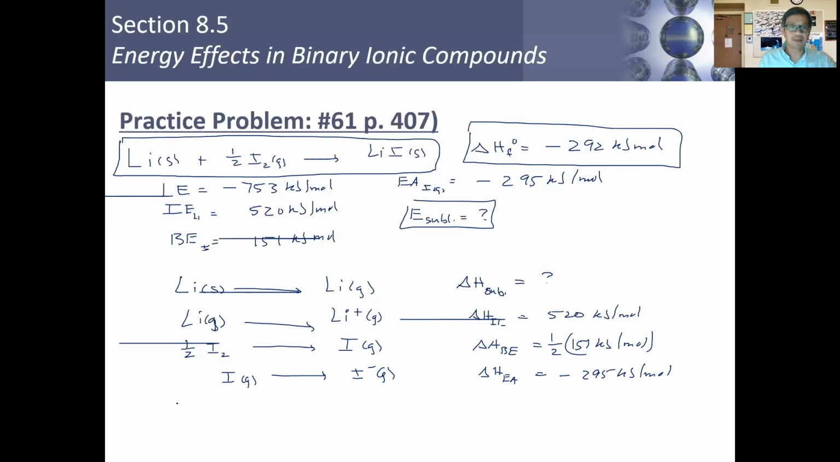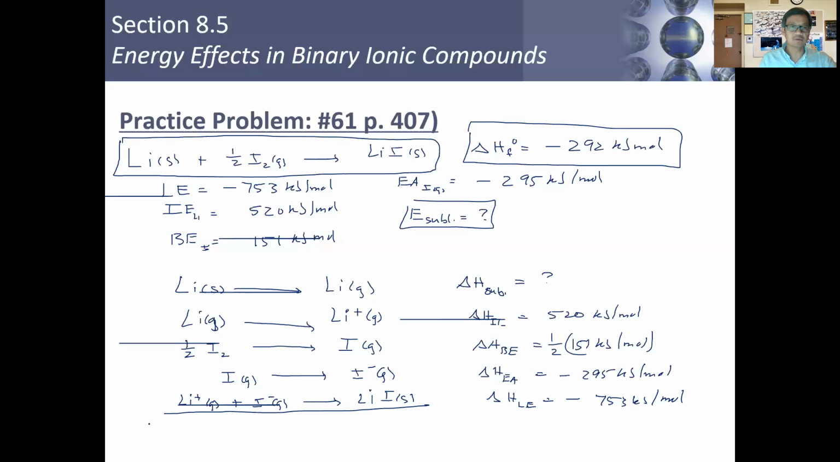And then finally the lattice energy, which brings together the lithium ion in the gaseous state with the iodide ion in the gaseous state to give us the lithium iodide solid. Therefore we have the lattice energy, and that was given to us right here as negative 753 kilojoules per mole.